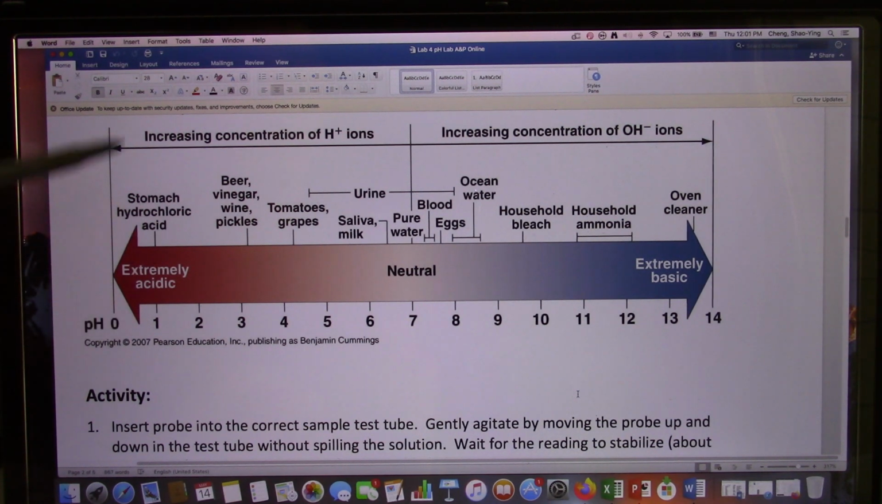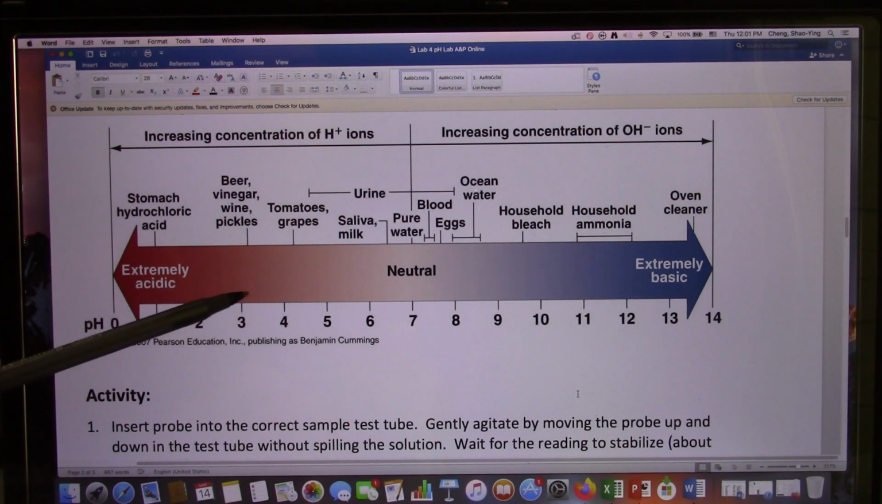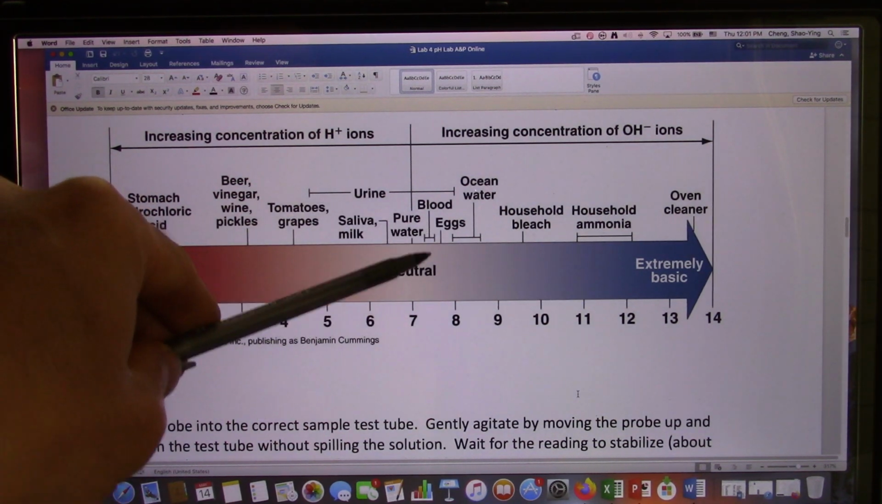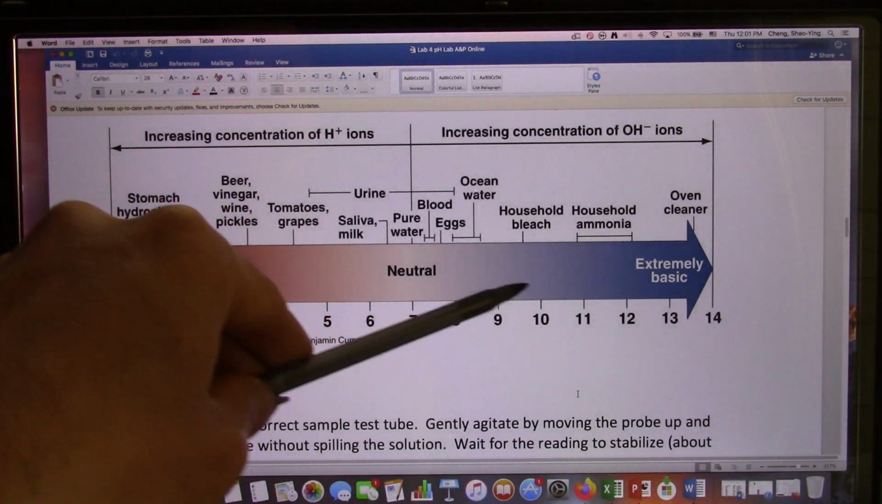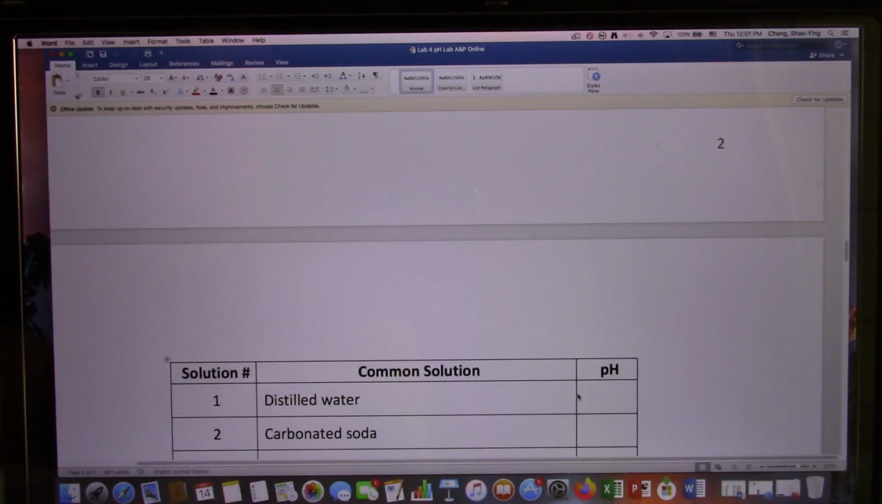So hydrochloric acid is very acidic. Vinegar is acidic. Tomato juice, soda, we talk about soda, is still in this range. If it's 7, it's neutral. And in the class, I emphasize blood. Blood pH is 7.4, so blood is a little bit basic. And these are the basic solutions, like bleach, ammonia, oven cleaner, very, very basic. So that's the first activity.